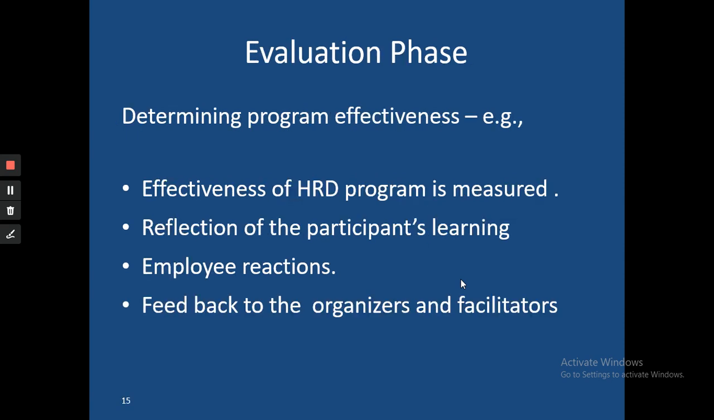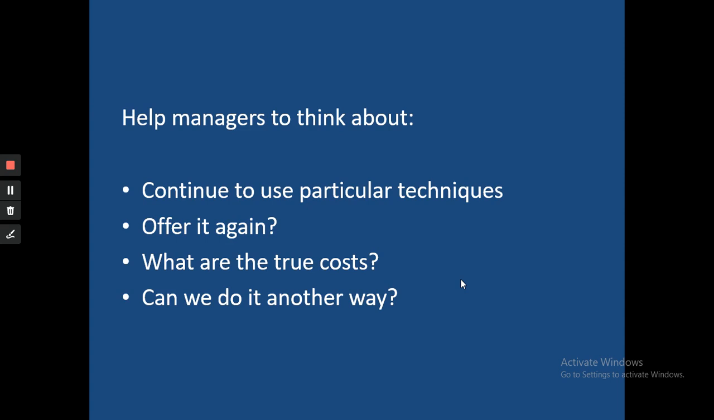Now, after implementing the training program, you have to evaluate it. You have to determine program effectiveness with respect to reflection of the participants' learning, employees' reaction, and feedback to the organizers and facilitators. These evaluations help managers think about whether to continue using particular techniques, offer it again, what the true costs are, and whether we can do it in another or a better way.